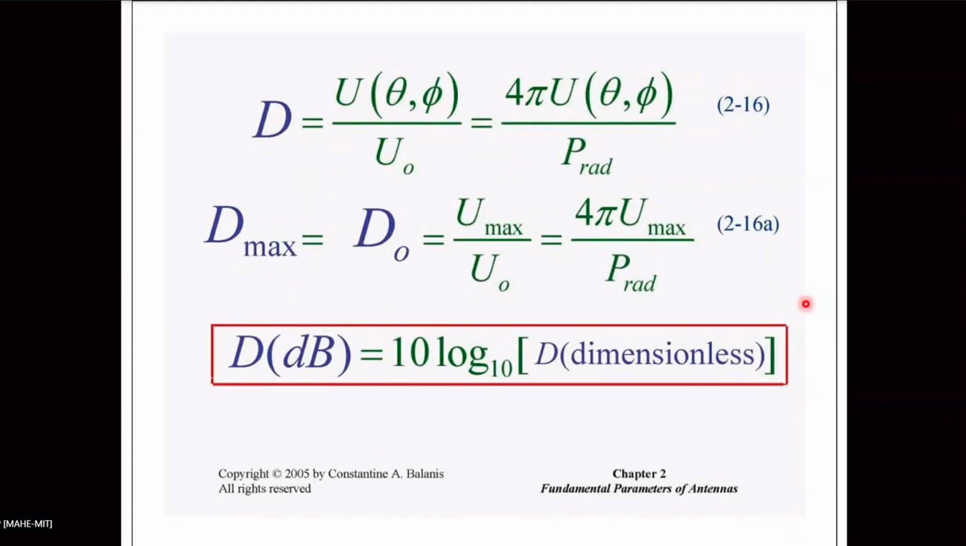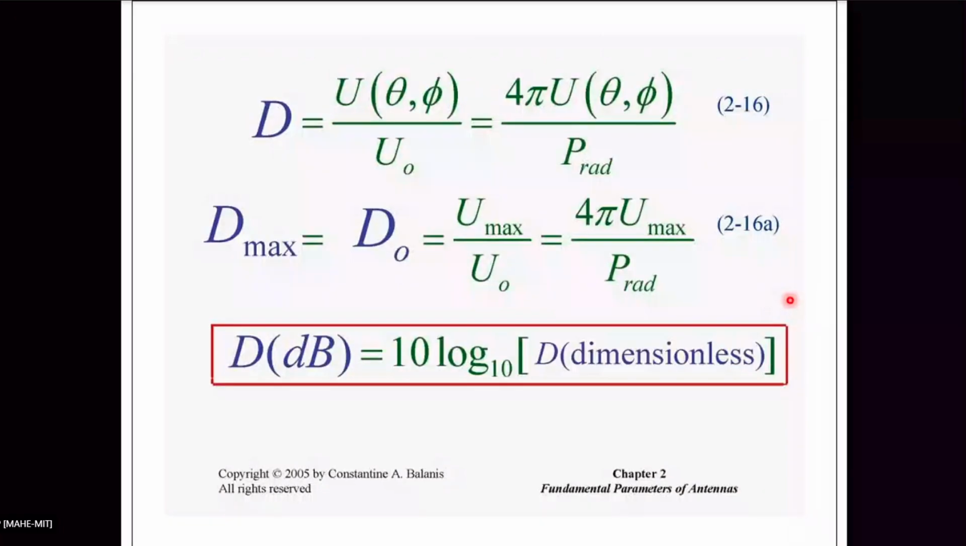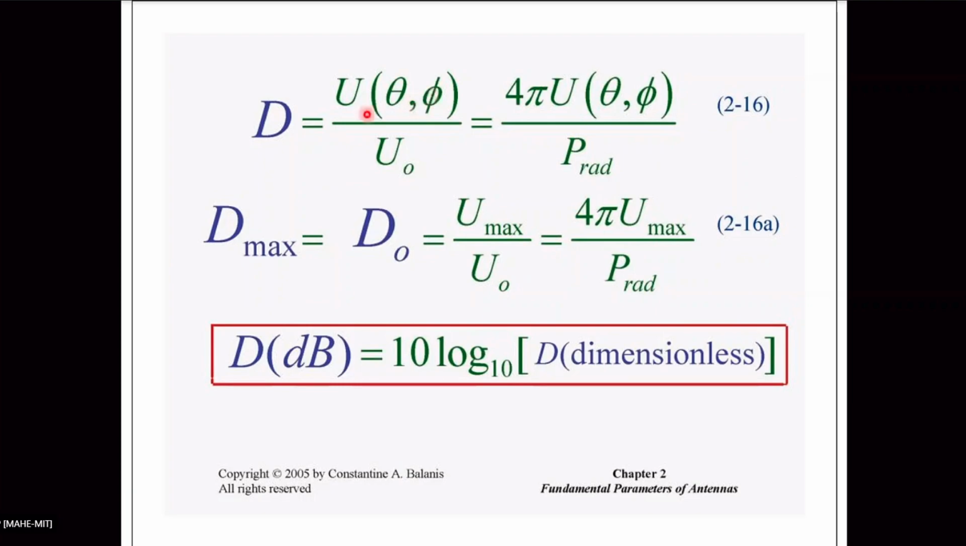If direction is not specified, the direction of maximum radiation intensity is implied. That means if they don't mention to find D at a specific value of theta and phi, you have to find D naught. That is the maximum value of D. If they don't specify theta and phi in the problem, then it is implied that D naught is being asked.